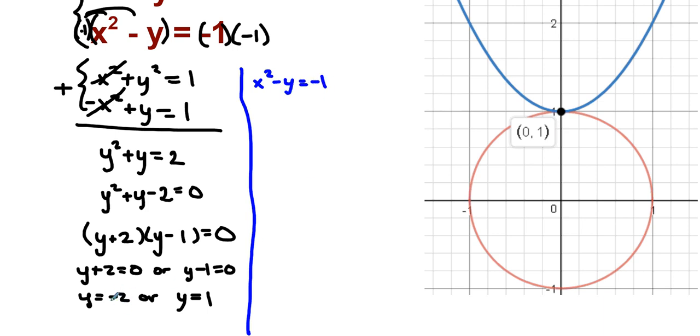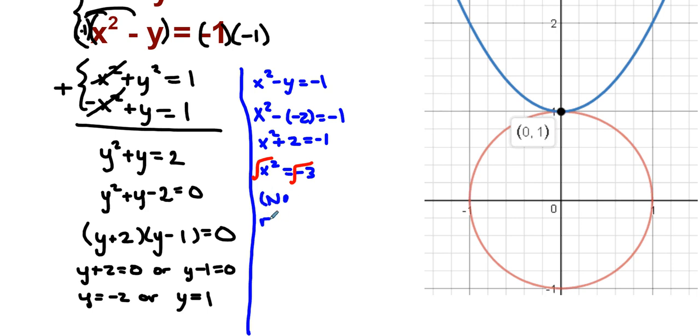X squared minus y is -2. The double negative makes a positive. Subtract 2 from the other side here, we get -3. Try to take the square root of both sides and we get the square root of a negative. So this one gives me no real solution. No real solutions.